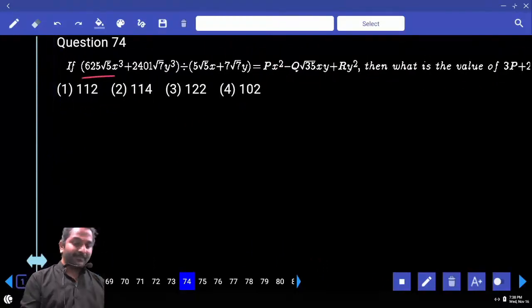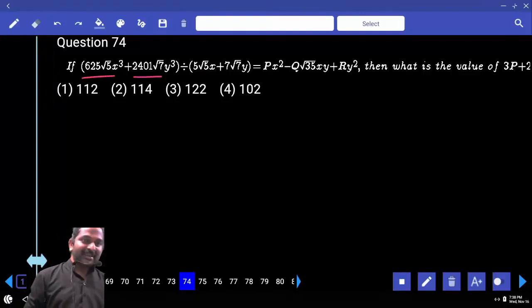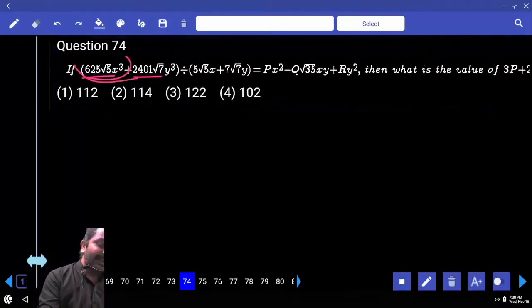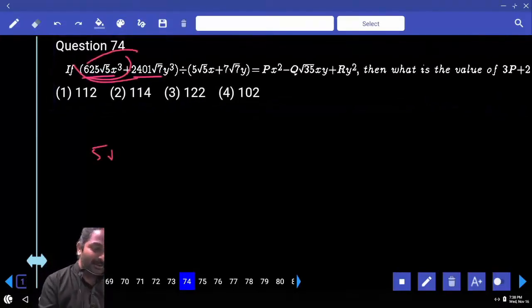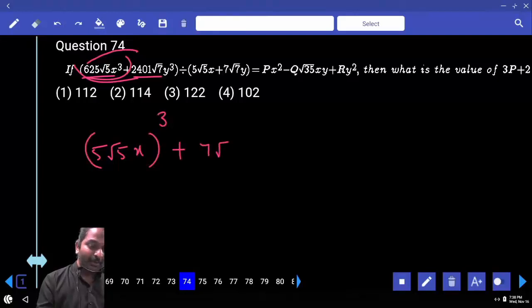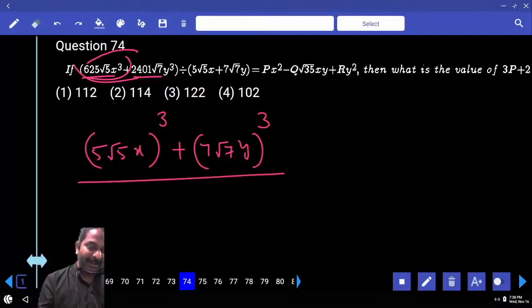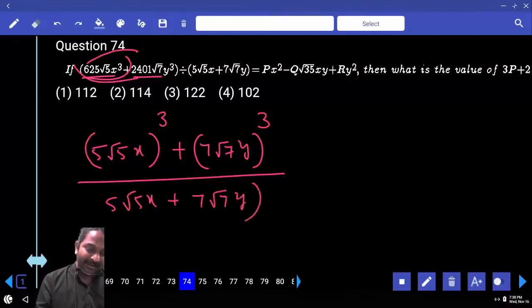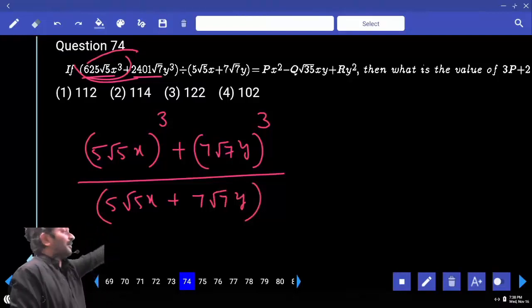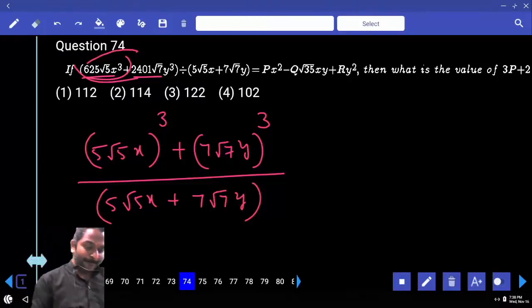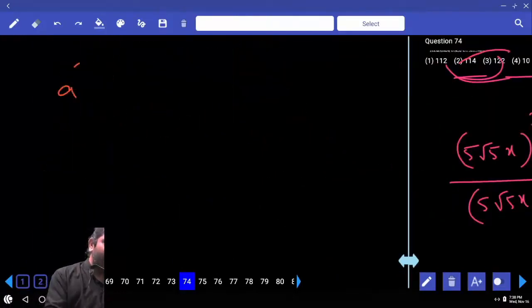625 root 5, 2401 root 7. So we can write this entire number as (5 root 5 x) whole cube plus (7 root 7 y) whole cube, divided by 5 root 5 x plus 7 root 7 y. Correct? It is in the form of a cube plus b cube by a plus b. Can you tell me the a cube plus b cube form?